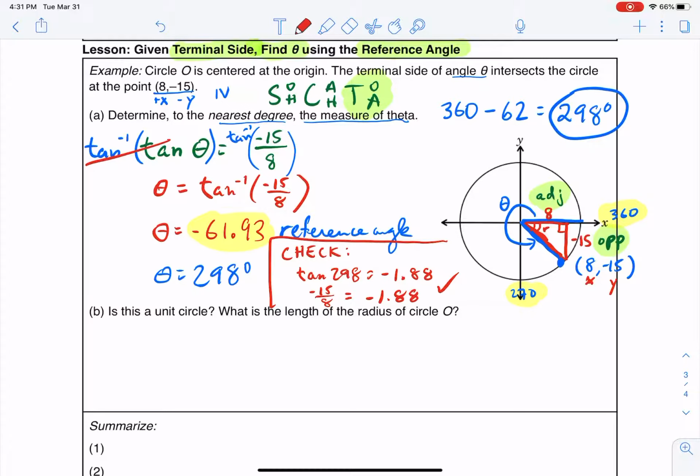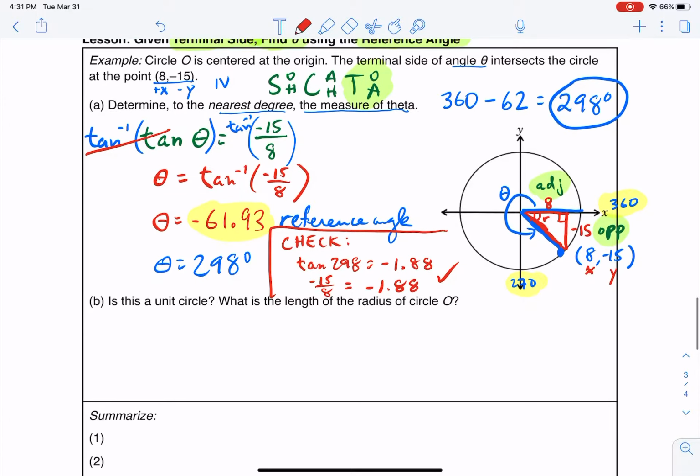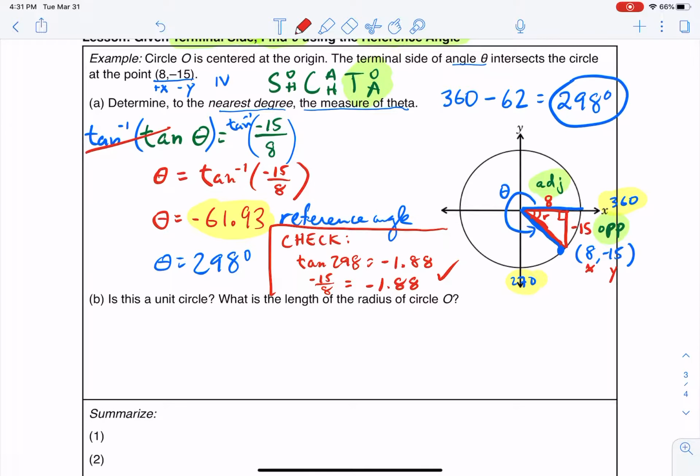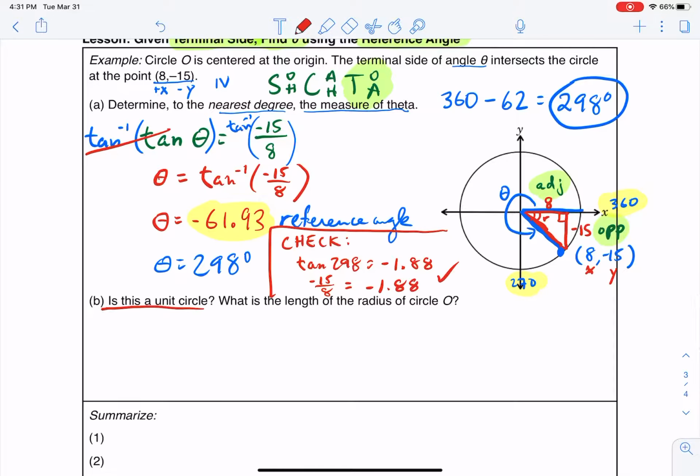Okay, so let's just look at the second part of this problem, and then we'll go back and summarize the thinking that should go on when you're solving the problems that follow. All right, so the second question says, is this a unit circle? And what is the length of the radius of circle A? All right, so let's go ahead and figure out what that radius is.